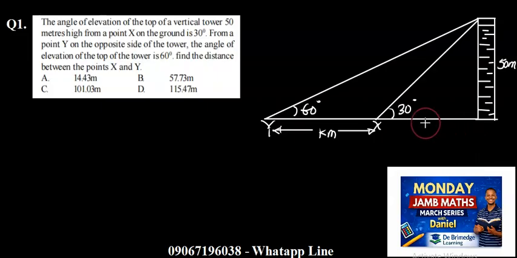But there's some part that is missing in this diagram. Let's call this point Y, let's call this point P, and let's call this point Q. So the height of the tower is PQ, 50 meters, and the distance from the base of the tower to the first angle, let's give a distance to here.